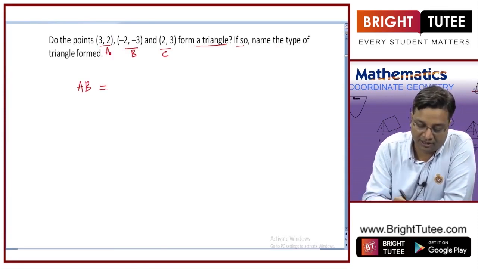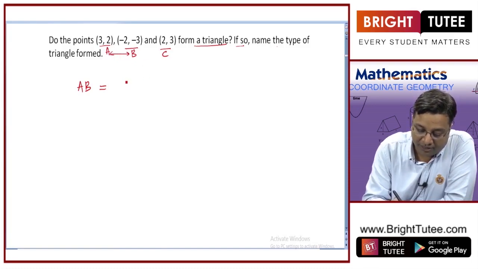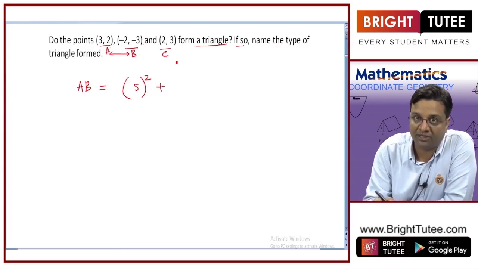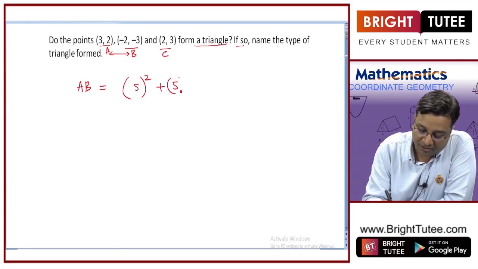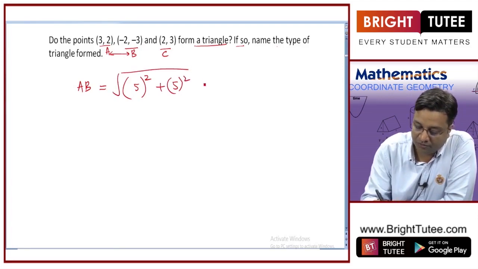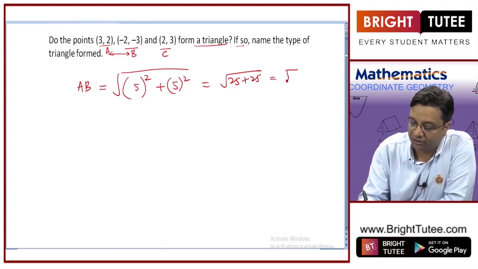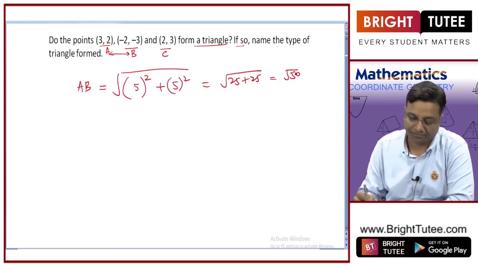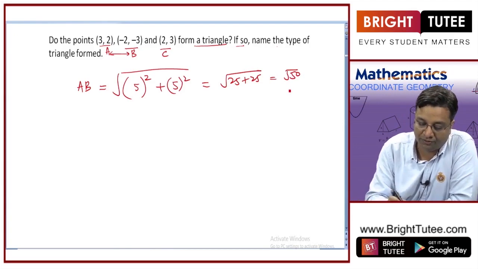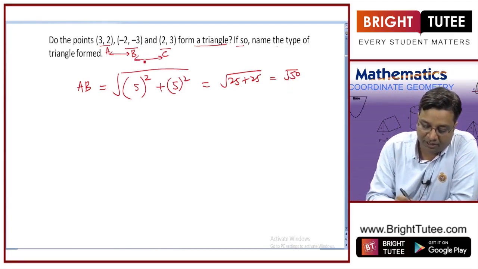What is distance AB? Point A to point B. So what do we do while calculating the distance? Difference of abscissas, 3 minus minus 2, 5 squared, plus difference of ordinates, 2 minus minus 3, again 5 squared, and then square root, which is equal to root of 25 plus 25, root 50. So AB is equal to root 50, and then we will calculate distance BC.